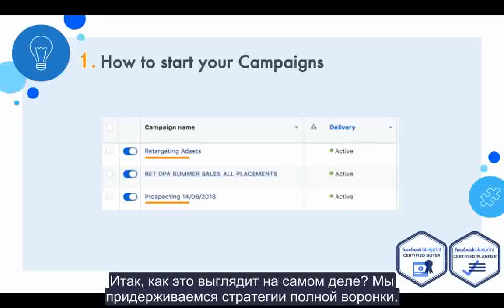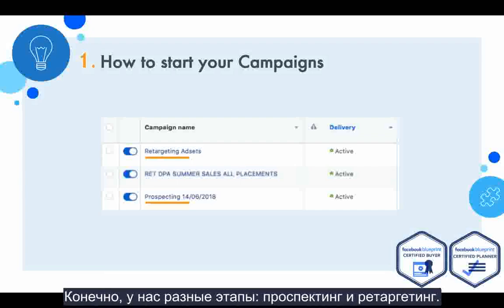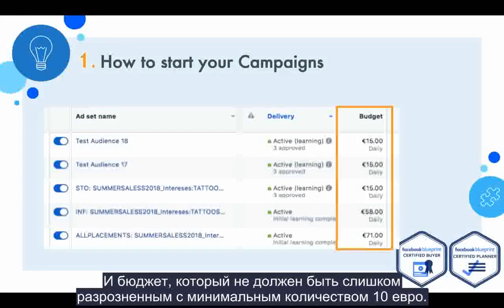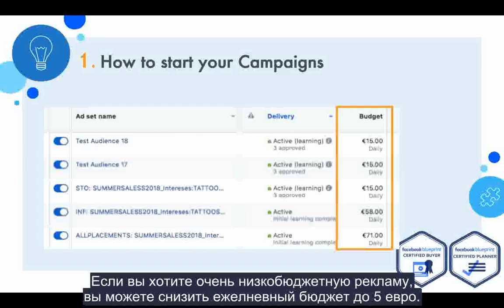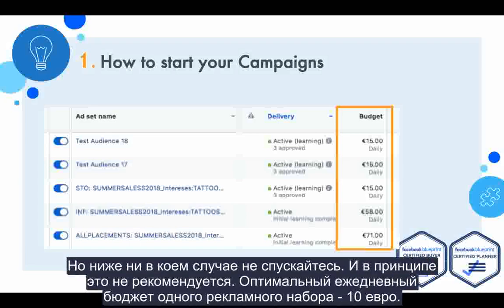So how does it look in real life? Well, the setup of a full funnel system, of course, you have a different one for prospecting, a different one for retargeting, and a budget that is not diluted too much. Should have at least 10 euros daily budget. If you really have very low budget, then you can go down to 5, but that is really the absolute maximum and not recommendable. It is better with 10 euros daily budget per ad set.